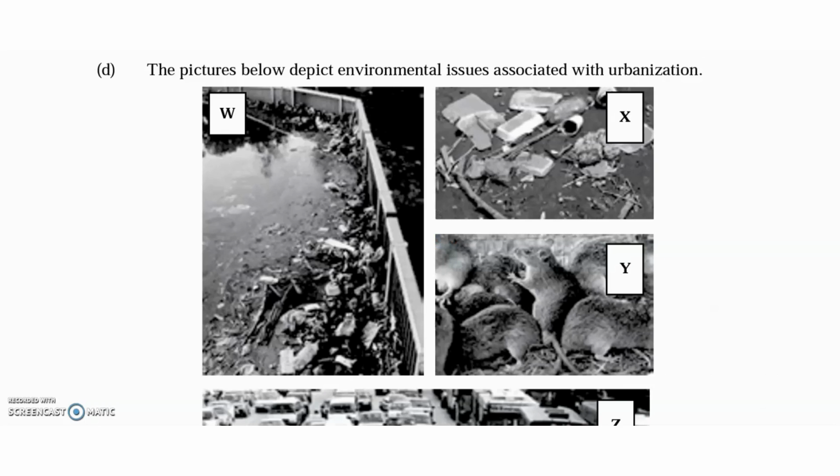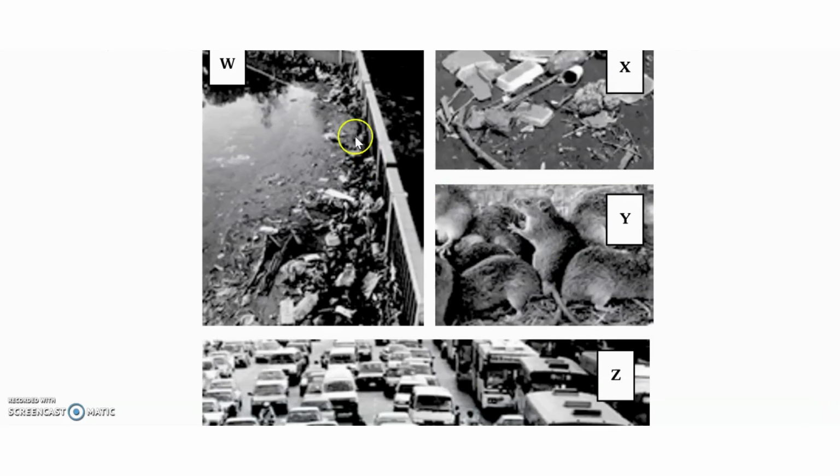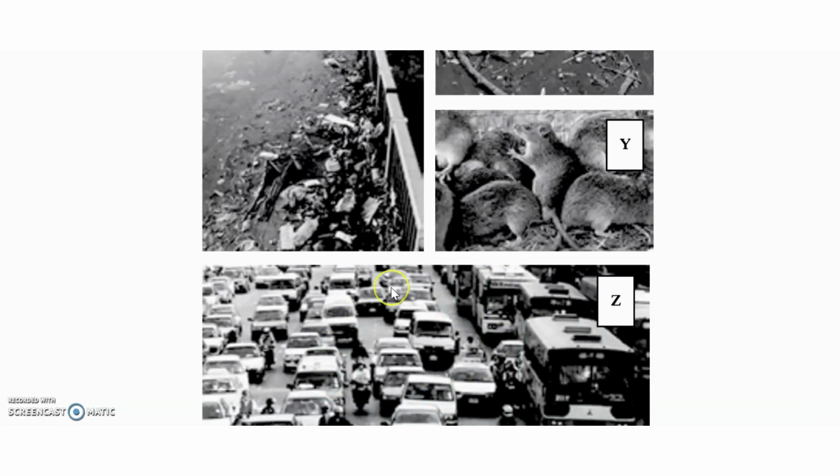The pictures below depict environmental issues associated with urbanization. All right. Let us get a proper view of these pictures. We see W, X, Y, and we see Z. Now, W is in fact associated with aquatic pollution. X is in fact associated with land pollution, as you can see here. Y, we are actually seeing rats, so that would be associated with diseases and pests. While Z is in fact associated with traffic congestion.